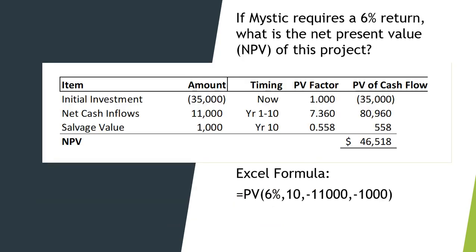I'm also going to show you how to do this in Excel. So the Excel formula for the present value of the cash inflows is going to be PV, open parentheses, 6%, comma, 10, comma, that's the number of years, minus 11,000, that's the recurring payment, minus 1,000, that's the salvage value at the end.